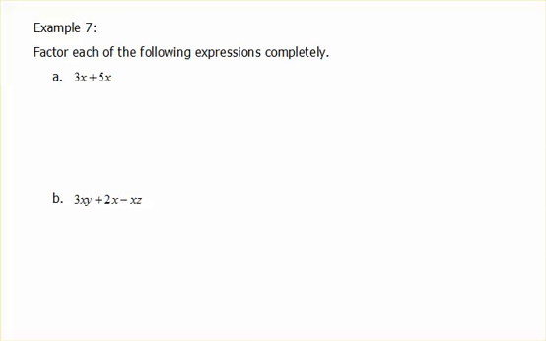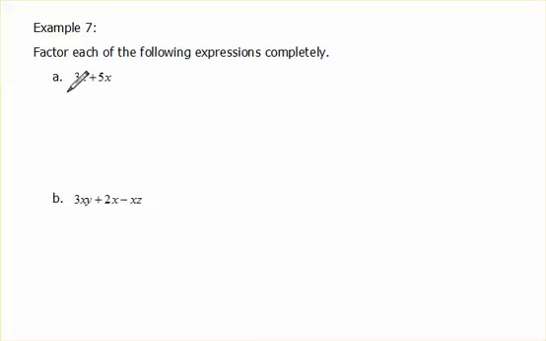Okay, for example 7, they're asking us to factor each of these expressions. Well, remember the directions: factor. We have to know what a factor is. Remember, factors are things that you multiply together to get a product. So what you're figuring out here is basically, what are you multiplying together to get this product? We always look for what they have in common.